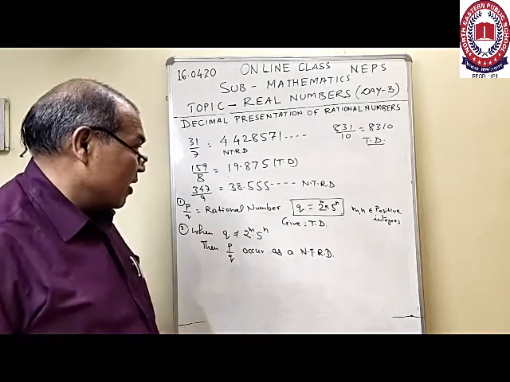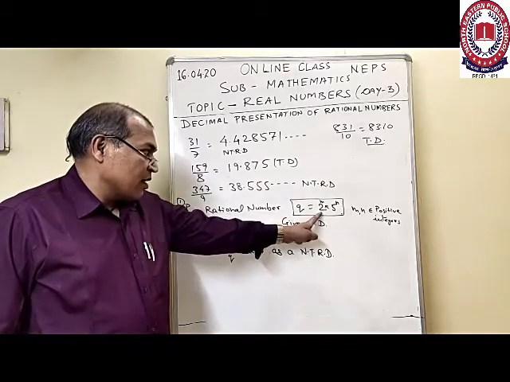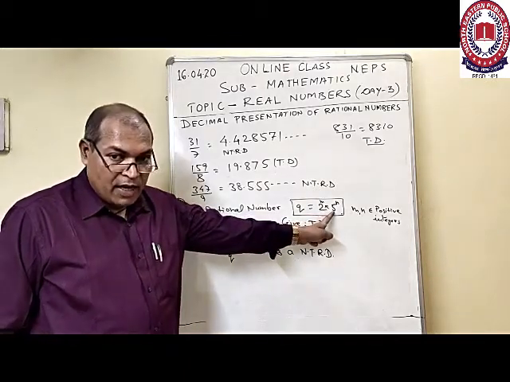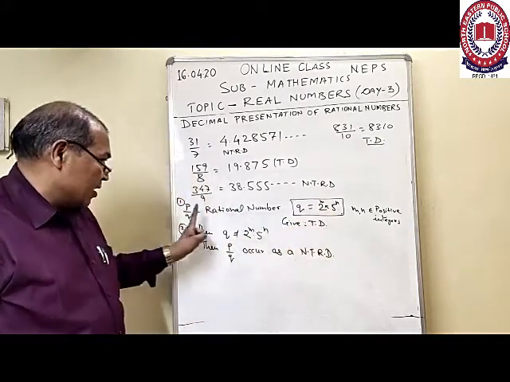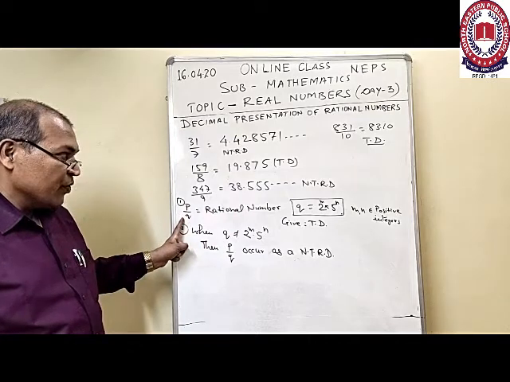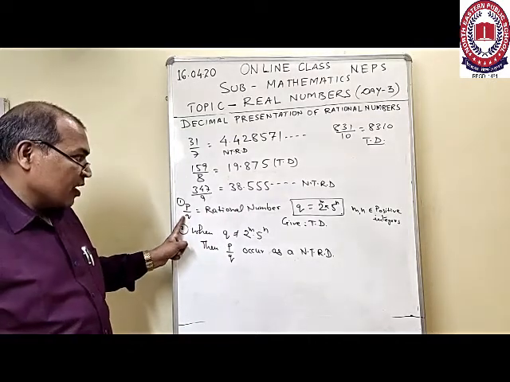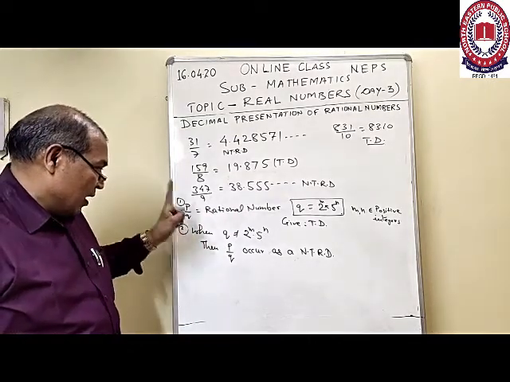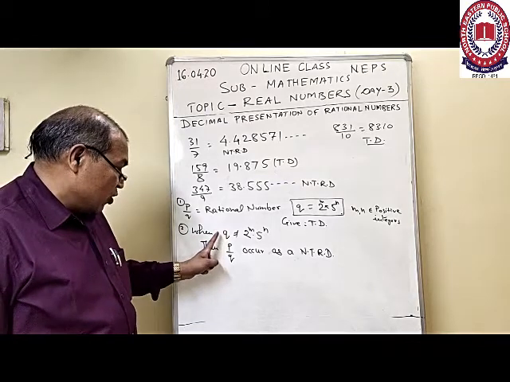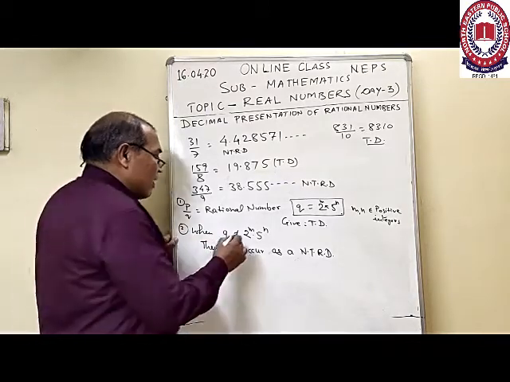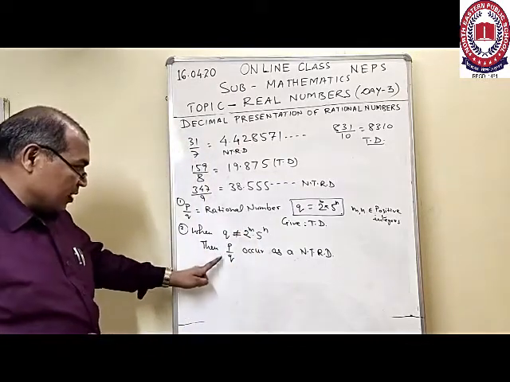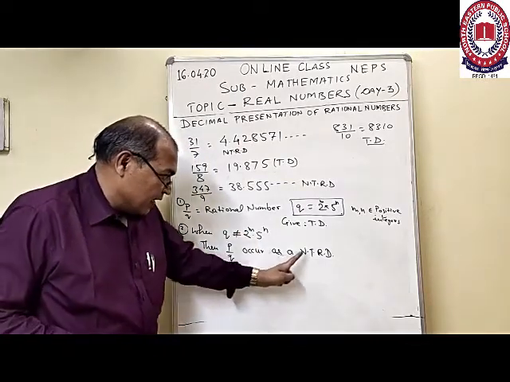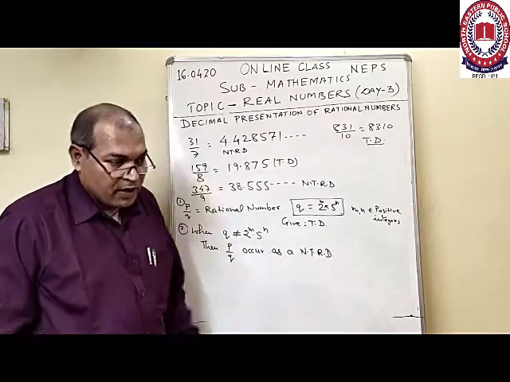Looking into the denominators, when the denominators have the factors 2 power m and 5 power n, then we can say the rational number P by Q will be a terminating decimal. And if in P by Q, this Q is not equal to 2 power m into 5 power n, then we can say this rational number will be representing a non-terminating and repeating decimal.